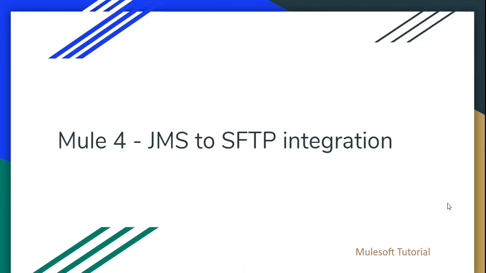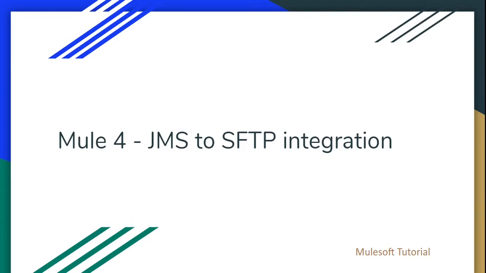So today I'm going to demonstrate an easy JMS to SFTP integration. In real life, we can have this type of integration as well. We are consuming a message from the messaging system JMS, but we have to store the transformed output into the SFTP server. So we can use Mule very easily. It can transform and it can easily store from JMS to SFTP.